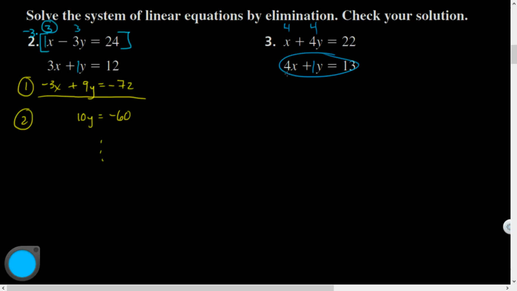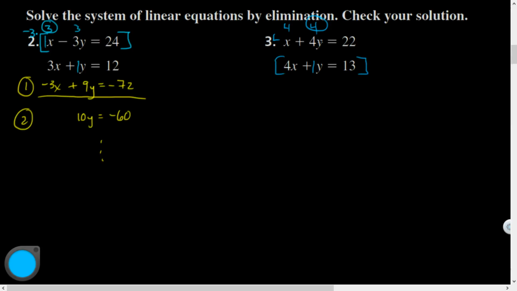I might go for the y equation, and my reason is this. Multiplying this equation by 4, I'd only have to multiply 13 by 4. But if I had to multiply the top equation by 4, multiplying 22 by 4 sounds like it would be a big number. So I'm going to choose the y's in this case. You could choose the other one. You'll still be perfectly accurate.